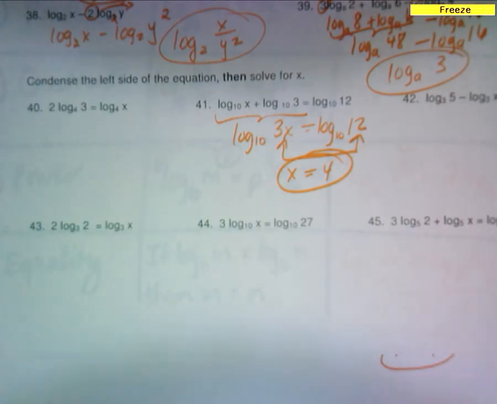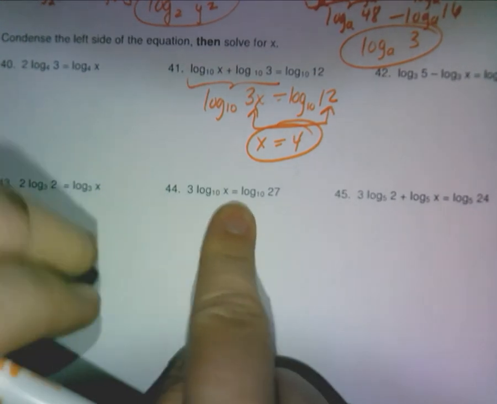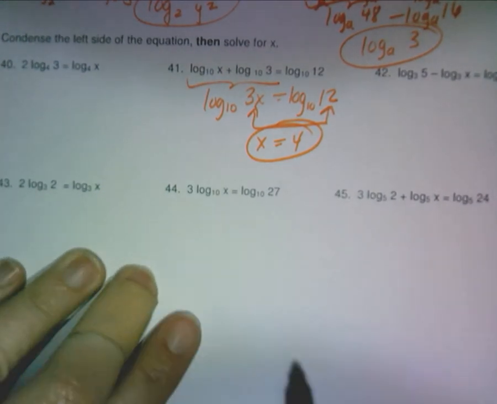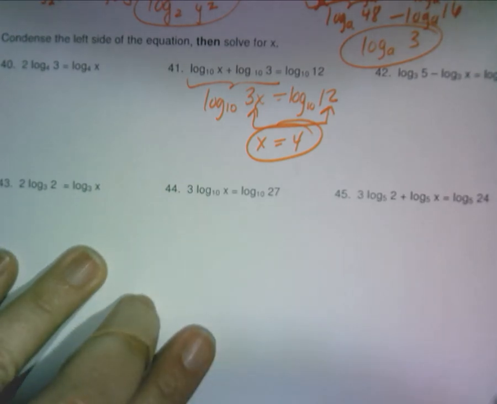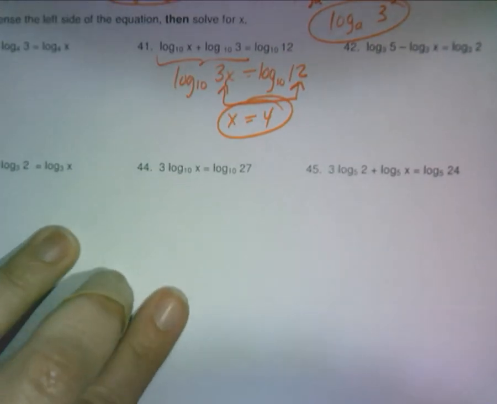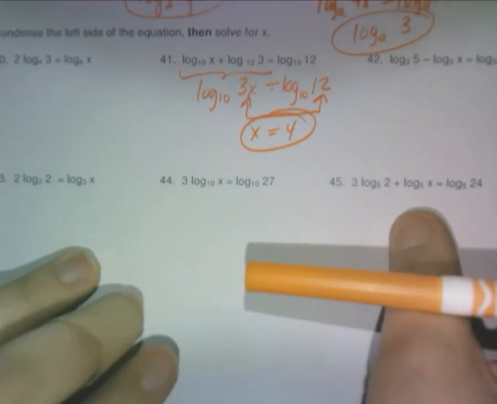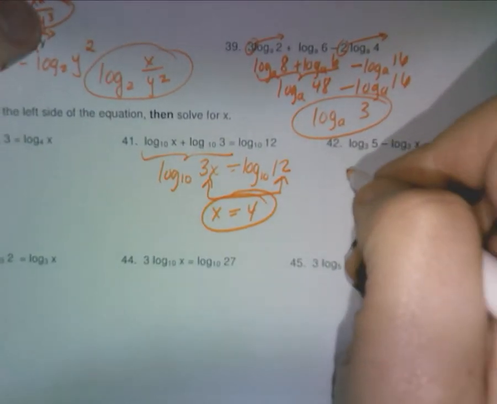Any of them causing you problems? Like, you know how to do 44? 45? Anybody else? Good? What's 44, by the way? 3. Okay, good. What's 45? 3. Okay, good. I think you'd be fine. All right, put that away. What's 42? Oh, yeah, that's right.